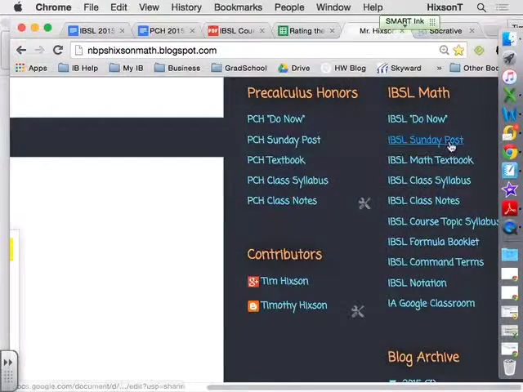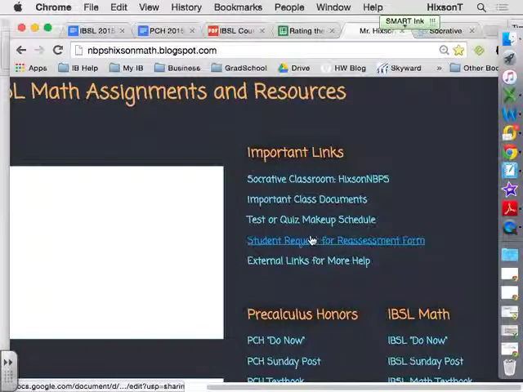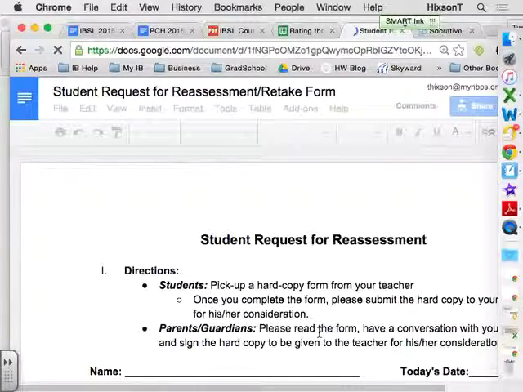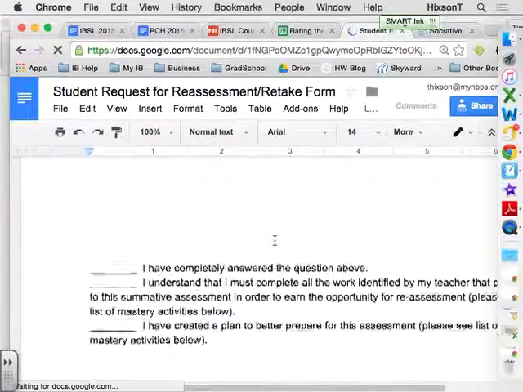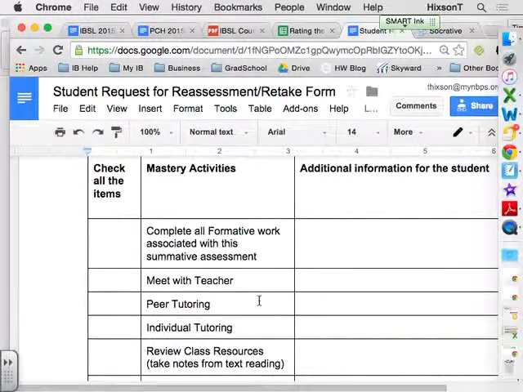If the possibility of taking a retake or retest or requiz is even a possibility for you, understand, have you guys seen the student request for reassessment form? This is new this year. Okay. You will have to fill this out. And then I will give you certain tasks that you must complete before you can qualify to reassess. The very first one here, complete all formative work associated. You've got to show it to me.